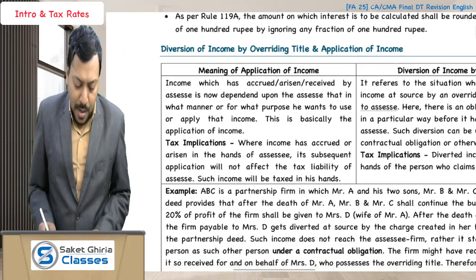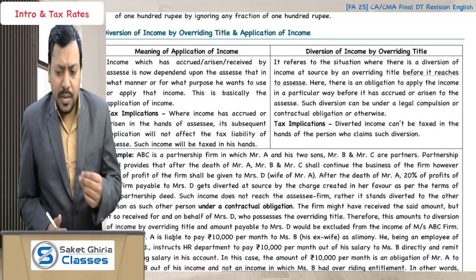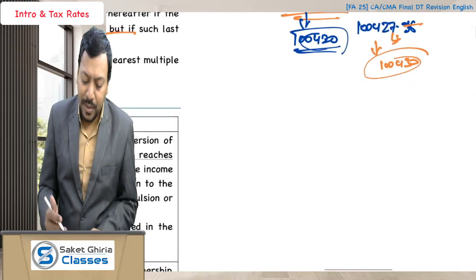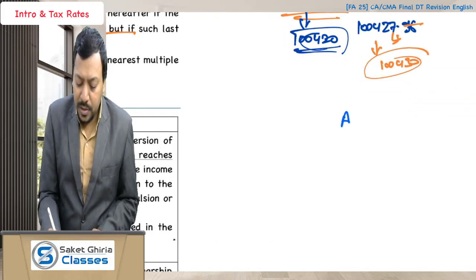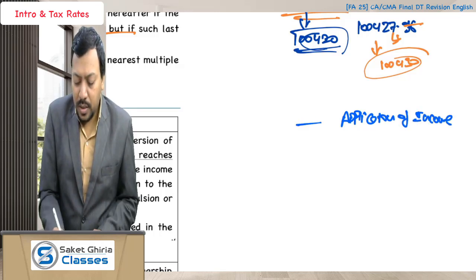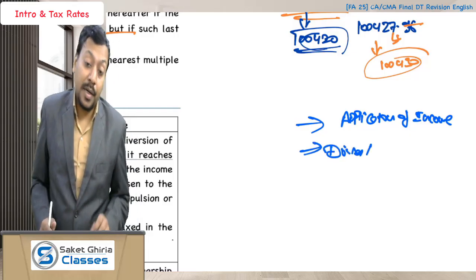Okay. Diversion of income by overriding title and application of income. Dear friends, it is a significant concept. There are two things. One is application of income. Another is diversion of income.